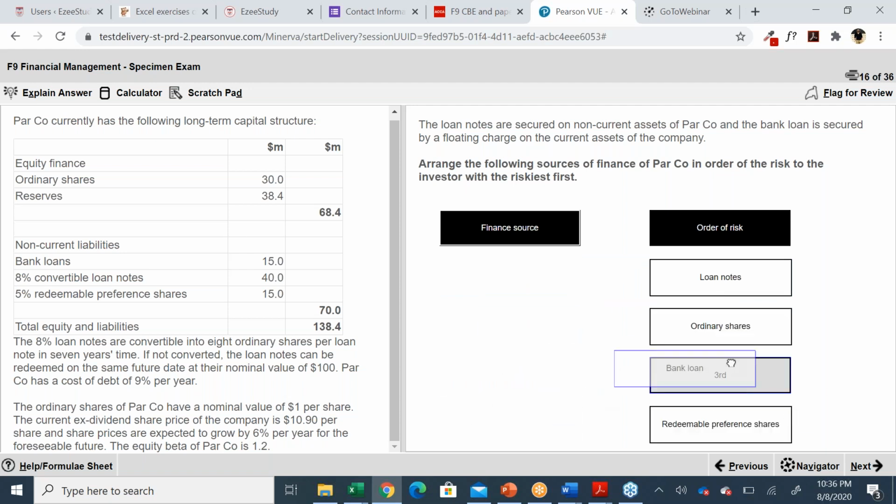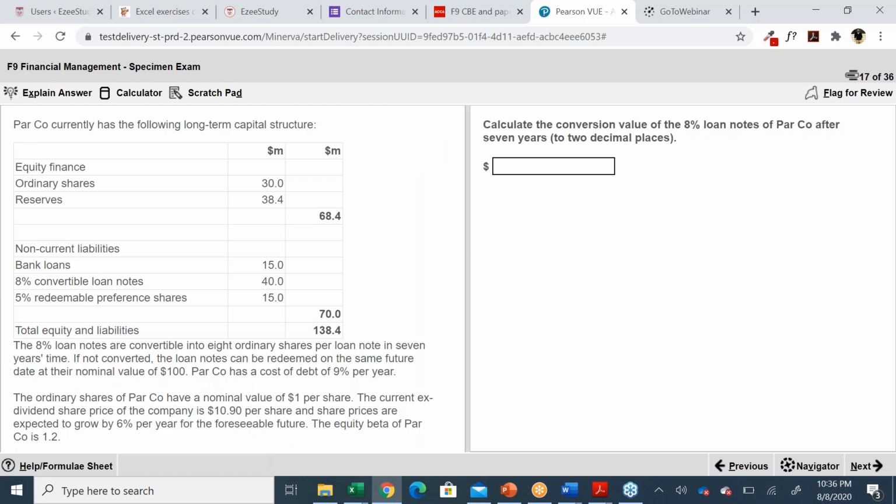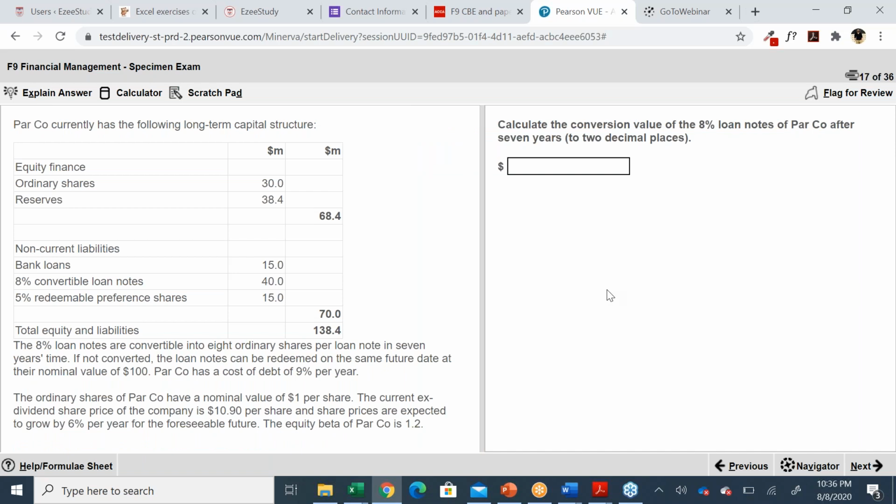So I think you people are aware of this type of question. So let me move forward. But do solve the questions that I have left for you people. These are simple questions, but very good questions for practice. Okay, calculate the conversion value of the 8% loan notes of Par company after 7 years. I want you people to solve this one. We did it yesterday. So I'll be solving it for you, but first I want you people to solve.